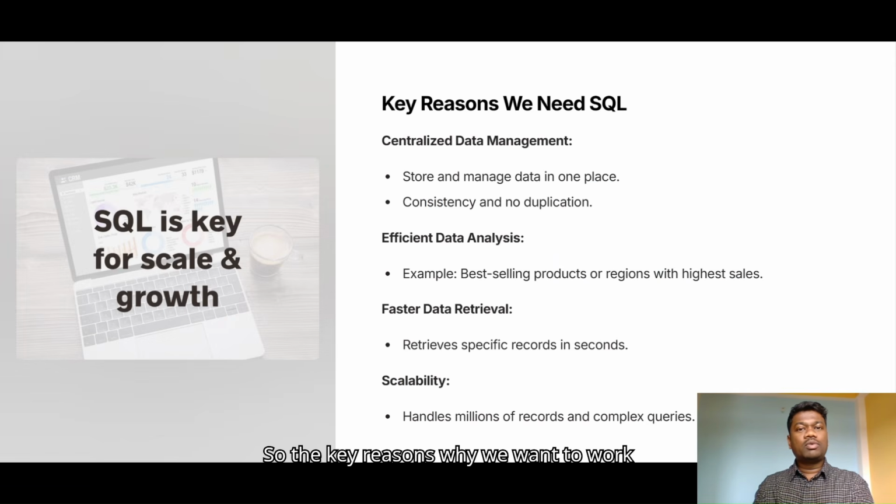So the key reasons why we want to work with SQL is that SQL provides us with a centralized database management system. SQL allows you to store and manage all your data in one place, making it easier to maintain consistency and avoid duplication. And it also helps you to have faster retrieval of data with a single query. We will learn about all of these queries, how we create, update, delete, everything in the coming lectures. SQL databases also help us to handle millions of records and make complex queries on them, making them ideal for small businesses and large-scale enterprises.